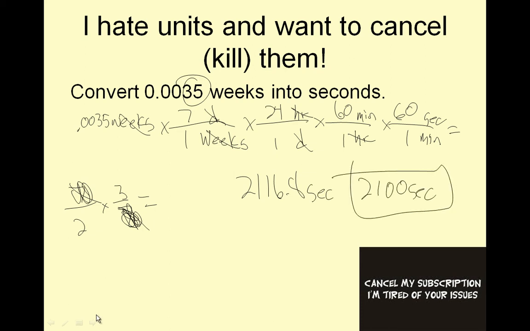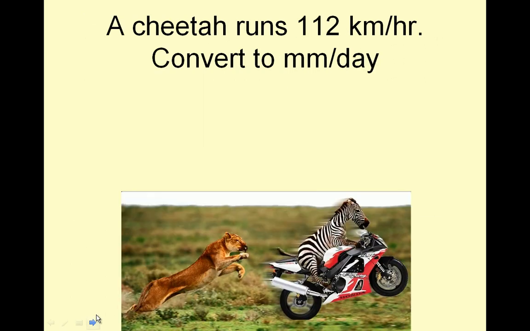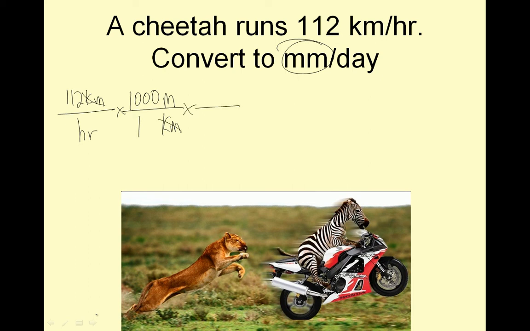That's something else entirely. A cheetah runs 112 kilometers per hour. Convert that to millimeters per day. So if I have 112 kilometers per hour, I don't want to write it kilometers slash hour. I want to write it kilometers over hours. And I'm doing the same thing. I hate you, kilometers. I don't know how many millimeters are in a kilometer, so I have to go through the base unit first. Because I've memorized those prefixes, I know there's 1,000 meters in a kilometer. Goodbye, kilometers. And then meters on the bottom. And I want to go to millimeters, and there's 1,000 millimeters in a meter. Bam, bam, times dividing bar.